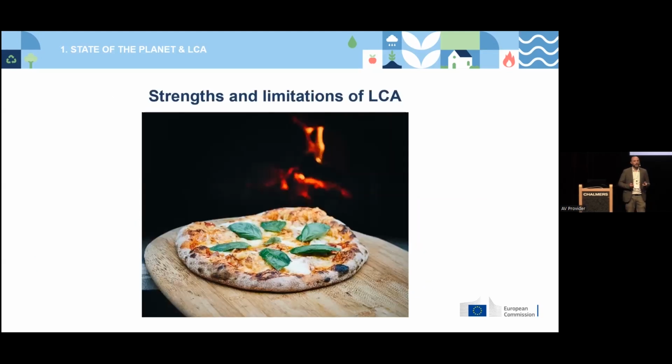But with power comes also some limitation that we have in LCA. So you can see the picture here. This is a pizza. If you are Italian, it's not only a pizza, because for the Italians, I'm Italian, so for Italians, we know that every pizza is different from another pizza. You can have different recipes, different ingredients, different pizza makers, different ovens used to make the pizza, so not all the pizzas are the same.